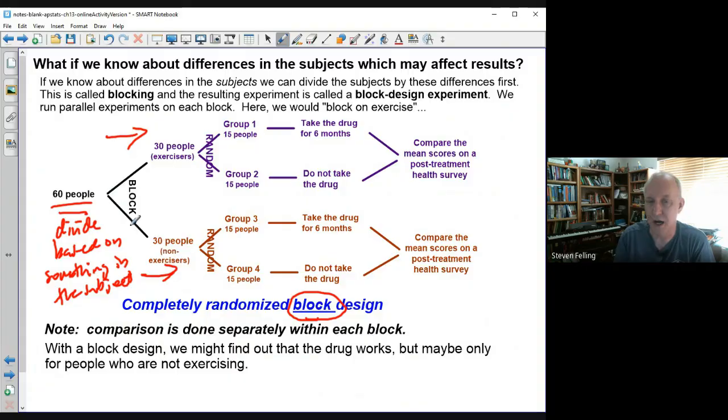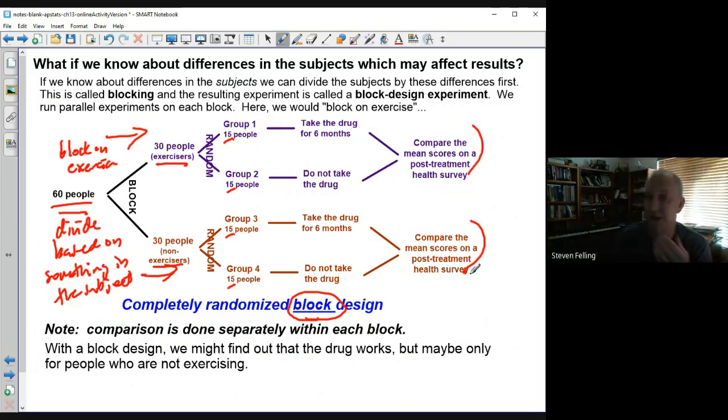So basically you block on something, like say block on exercise, which means first you divide up the subjects based on whether they exercise or not. And then you run completely separate experiments on the exercisers and the non-exercisers. So you replicate the entire design diagram here, right? Now you'd have 30 people here that were exercisers, so you'd only have 15 in each group. And same thing here, these 30 non-exercisers, you'd have 15 in each group, but you'd give some the drug, some not the drug. And then when you do the comparison, you do the comparison within each block.